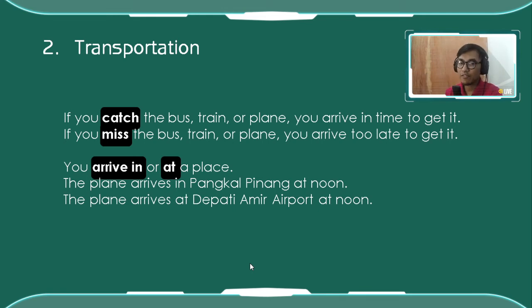Lanjut. You arrive in or at a place. For example, the plane arrives in Pangkal Pinang at noon. Arrive artinya tiba. Sementara kita pakai preposition in karena Pangkal Pinang adalah nama daerah atau nama kota. Nama negara, nama kota, daerah kita pakai in. The next example. The plane arrives at Depati Amir Airport at noon. Pesawatnya tiba di Bandara Depati Amir siang hari. And we use at in this example karena at itu digunakan untuk tempat yang lebih spesifik. So those are the verbs related to taking transportation.